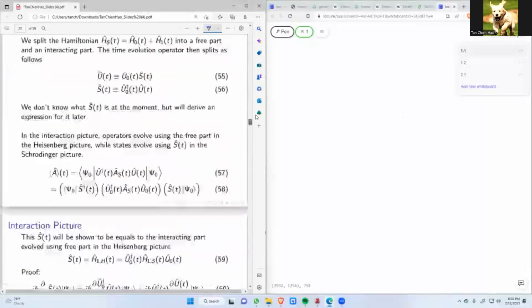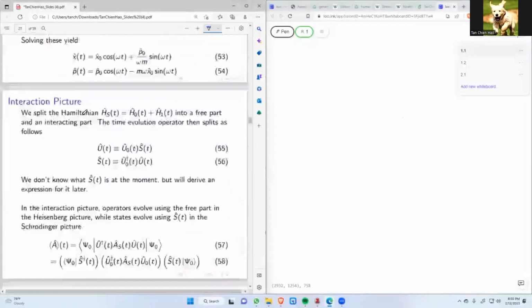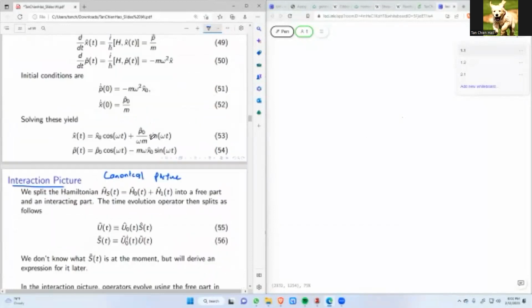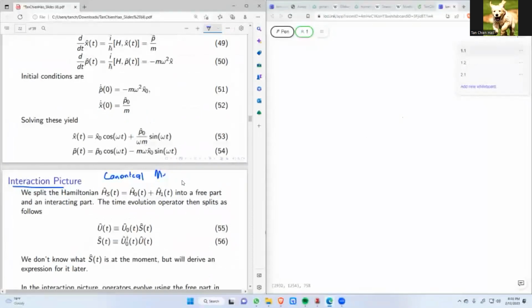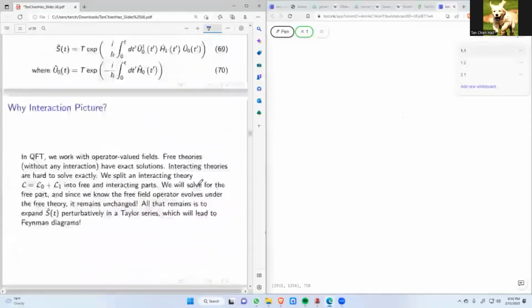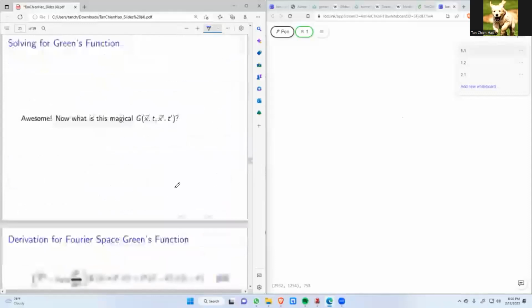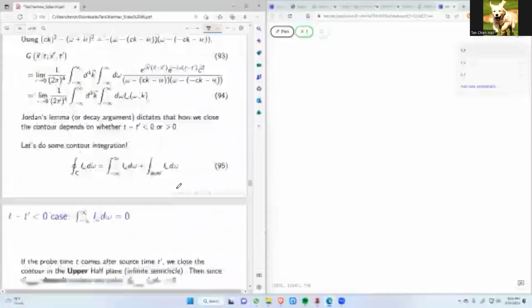Today I'll talk mainly about the interaction picture, which is something that we will use in canonical quantization of QFT. So this is under the canonical picture. Remember there are two pictures, right? One is a path integral method, and another one is a canonical method. This interaction picture will be relevant for the canonical method. And then we also talk a bit about classical field theory.